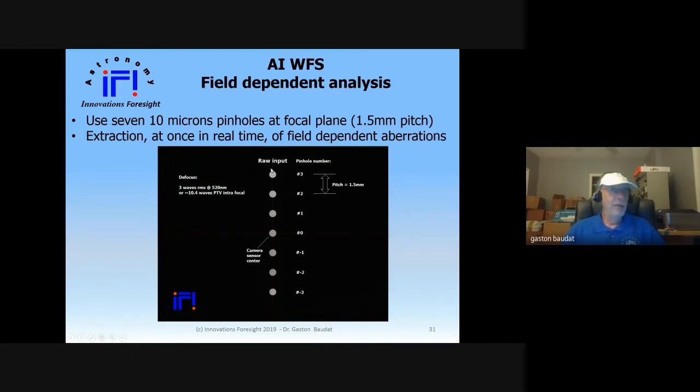And if it's not very well collimated, field curvature will not be symmetrical around the optical axis, which is a typical sign of collimation problem. So I have 10 microns here, and for each of them in real time, I'm going to retrieve, using the neural network technique, the wavefront and their aberration at different locations in the focal plane of the scope.